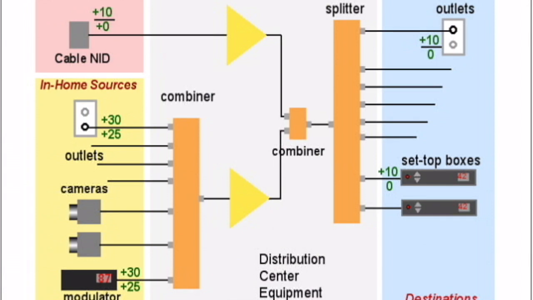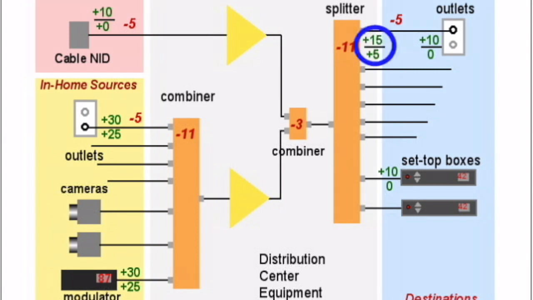The next step is to calculate the losses through the system and the gains required to overcome the loss. On your system diagram, list the loss through each passive component, such as splitters, filters, and coaxial cable. You can use a rough rule of thumb of minus 5 dB per 100 feet for RG6 cable runs.